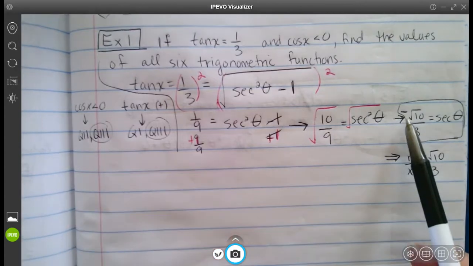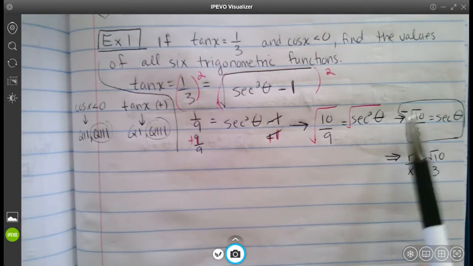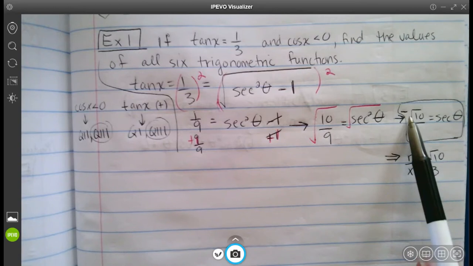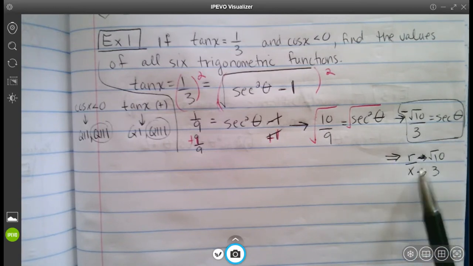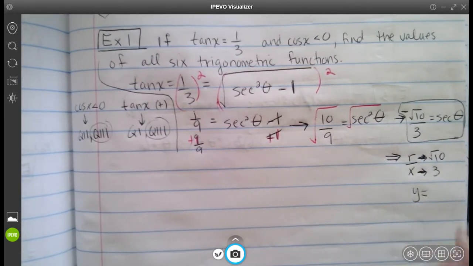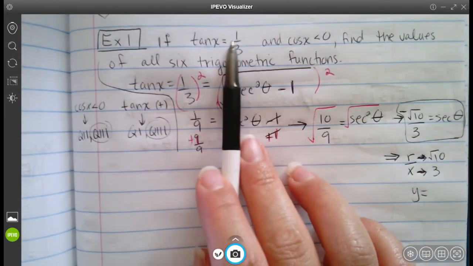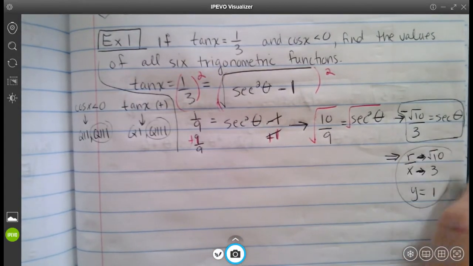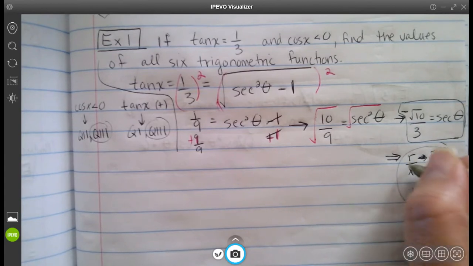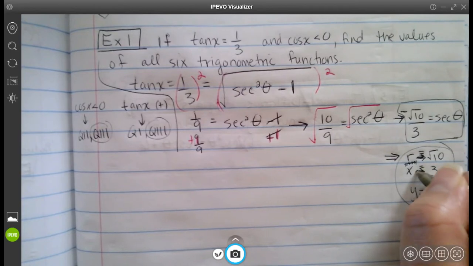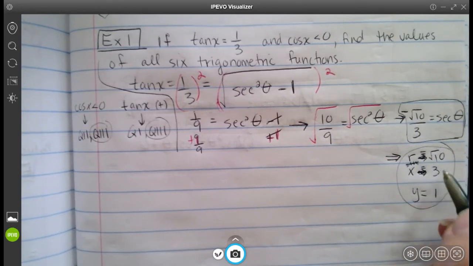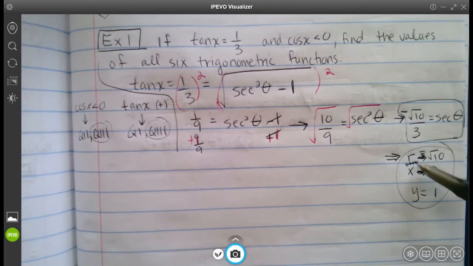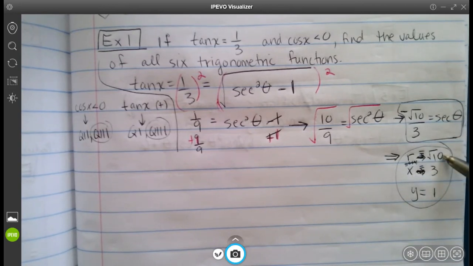Don't worry about the negative, because the negative depends on which function we're using. For secant, it happened to be negative because of where it's located, but for the other ones, it depends. Okay, so r is square root of 10, x is 3, and y we already have up here. Remember, tangent is y over x, so y is just equal to 1. So r equals this, x equals that, y equals that. My bad. I just wanted to show you that secant is r over x. That's how I was able to get this one, okay?